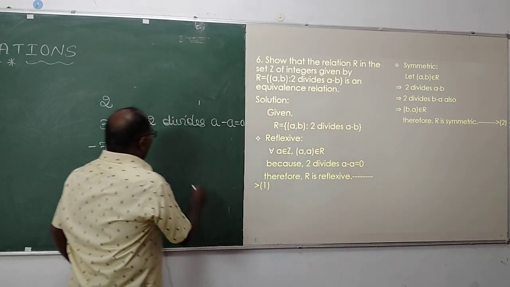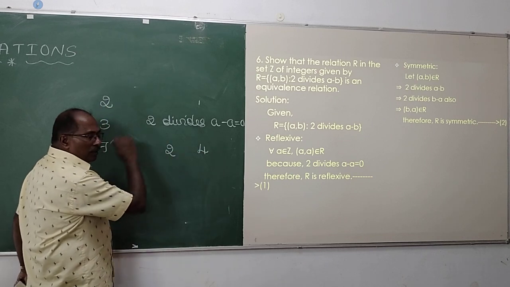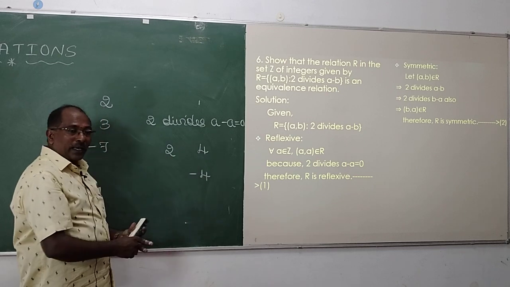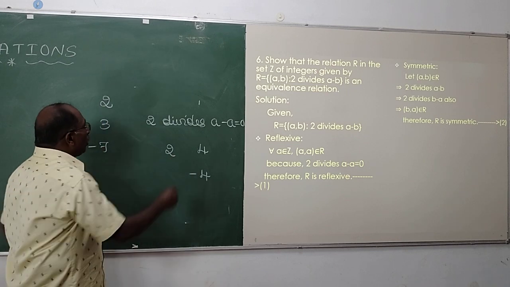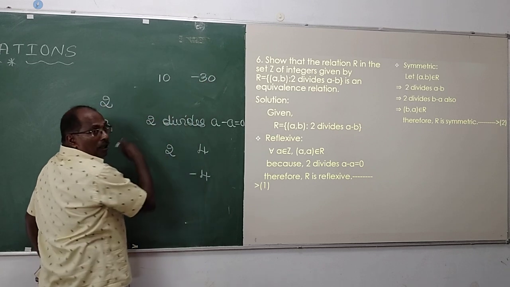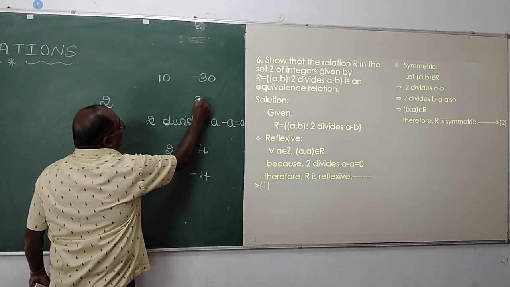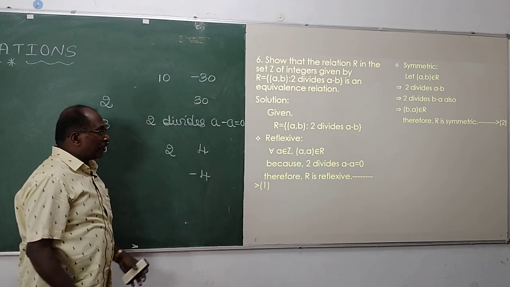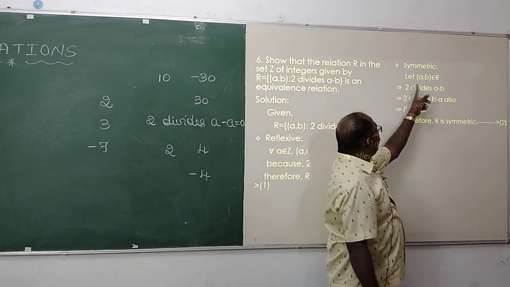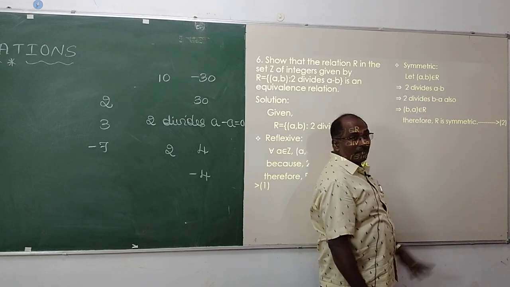For example, 2 divides 4. This 2 also divides the negative of 4, which is minus 4. So 2 divides 4 implies 2 divides minus 4. One more example: we know 10 divides minus 30. 10 also divides the negative of minus 30, which is plus 30. Therefore, since b minus a is the negative of a minus b, and 2 divides a minus b, 2 also divides the negative of this, which is b minus a.